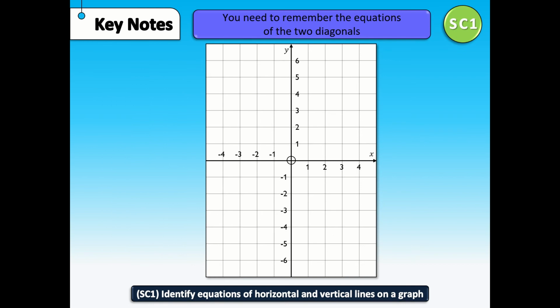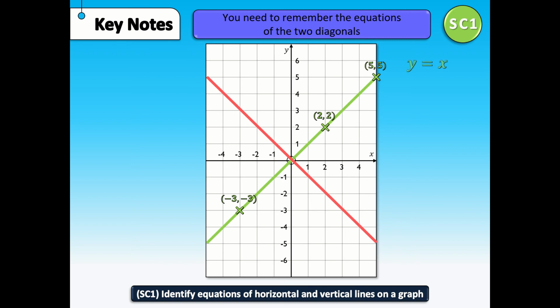You also need to know the equations of two diagonal lines. So this line and this line. The green line, if we look at some coordinates, you can see that the x and the y coordinates are always the same. So the green line is known as y equals x.